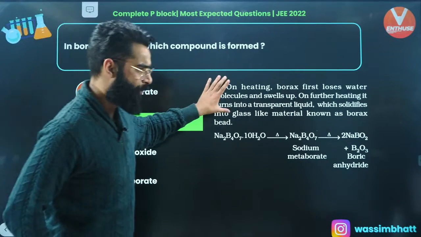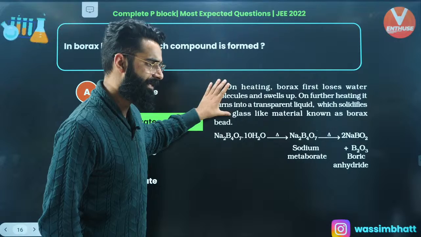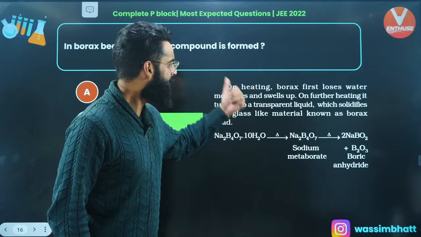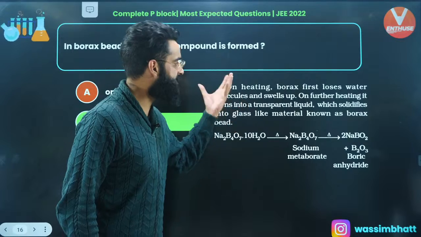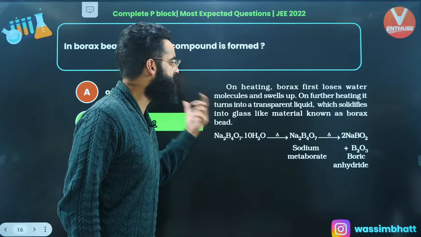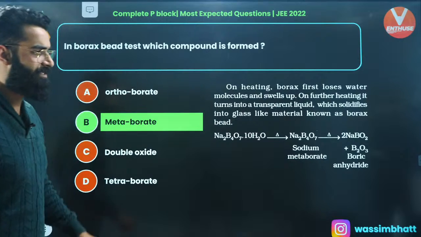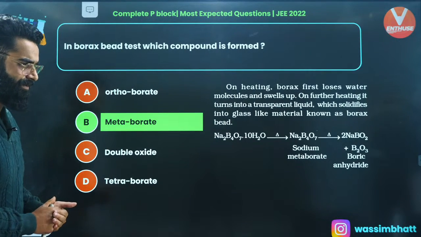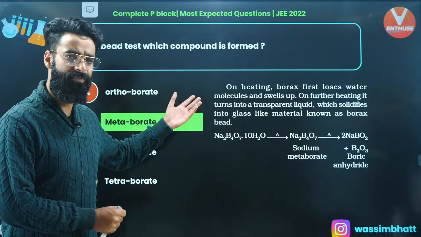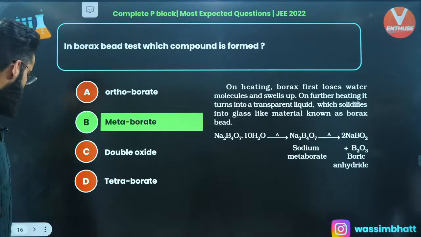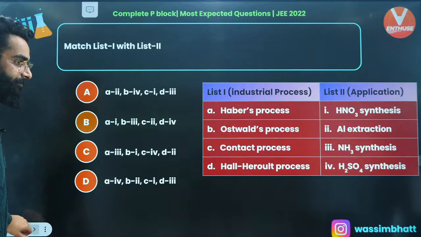Okay, this is one paragraph which has been directly taken from the NCERT. Have a look at this one. On heating, borax first loses water molecules and swells up. On further heating, it turns into a transparent liquid which solidifies into a glass-like material known as borax bead. Right? From this borax bead, questions have frequently been asked. So have a quick eye on this particular borax bead test as well, right?